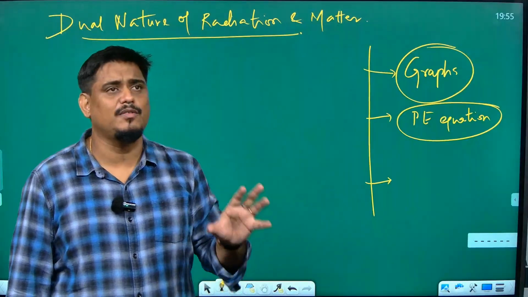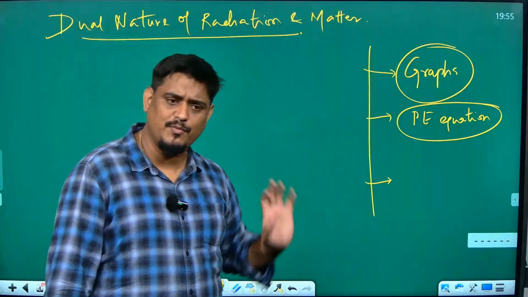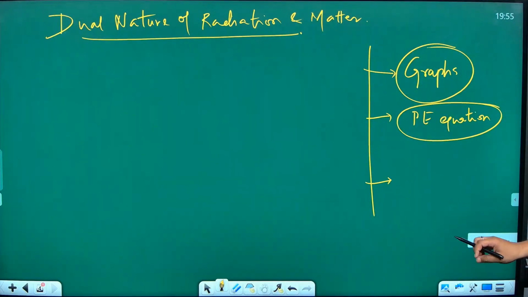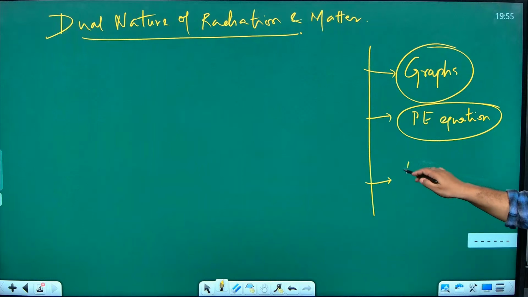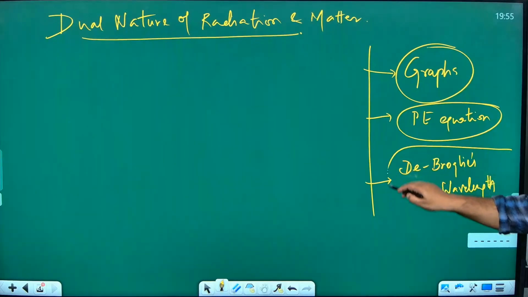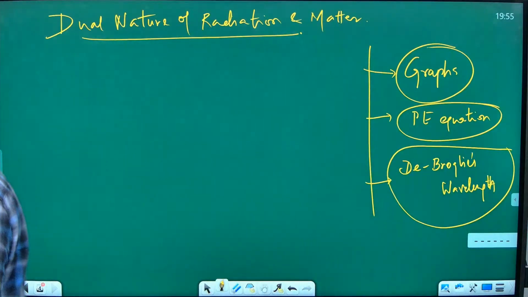So the main part of this chapter is these two only, and the questions mainly come either from graphs or from the photoelectric equation of radiation. Then the last topic, which is also important, is de Broglie's wavelength. Lambda is equal to h by mv, which you already learned in chemistry in structure of atom in 11th standard. I will once again teach you that topic. These are the three most important parts of this chapter, from where questions are frequently asked in the board examination.